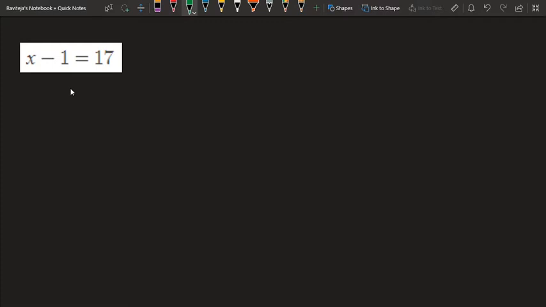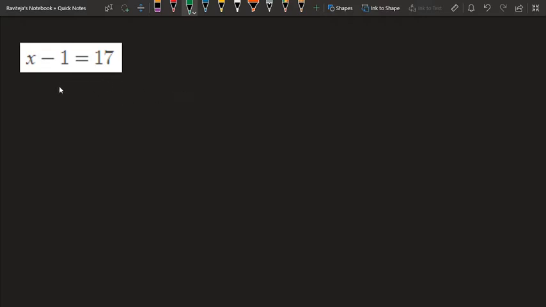And here we have it right here, our first example for today's lesson. x minus 1 equals 17. Now, as I've said before, we want to solve for x, which means we want to basically isolate x. We want x by itself on one side of the equation. But if we take a closer look at our equation, we notice on the left side we have x minus 1, and on the right side we have 17.